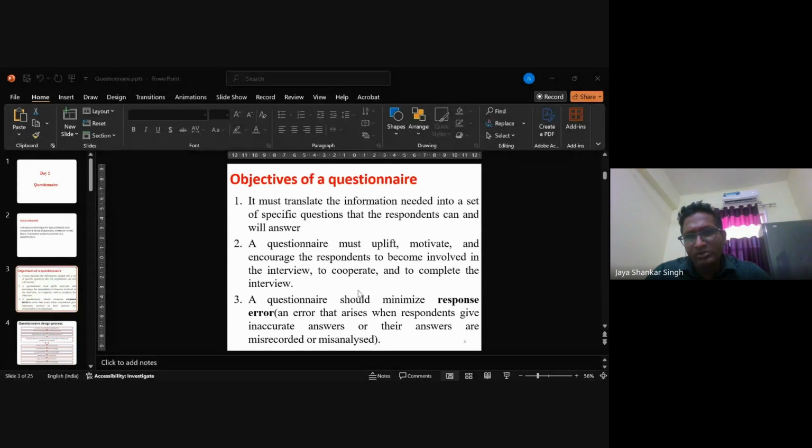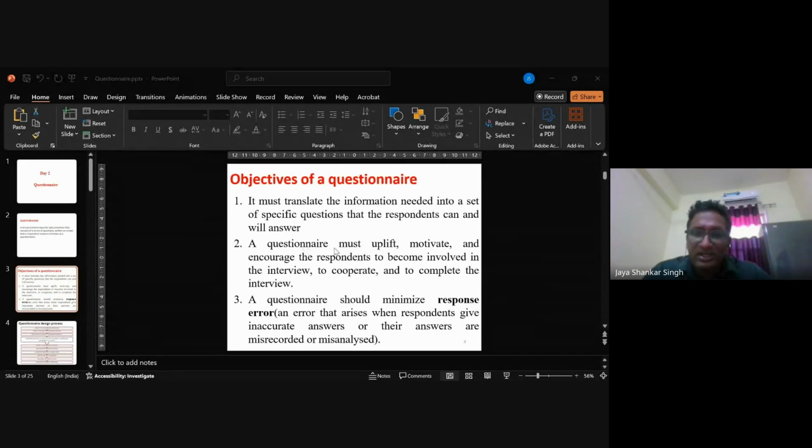What are the objectives of a questionnaire? Whatever information you are trying to capture, you should be able to transform into a question, and the question should be able to capture that information. You are translating the information you need for your research, to solve a business problem or the research problem you have in hand, and converting it into questions.